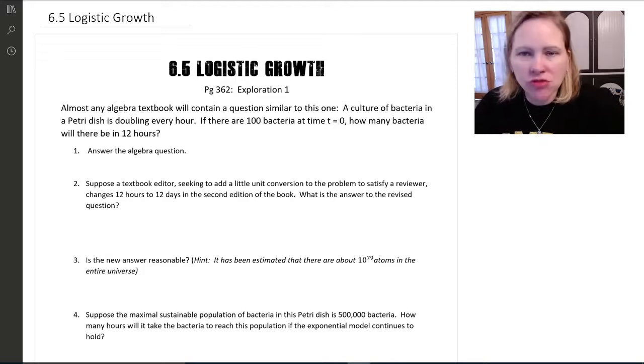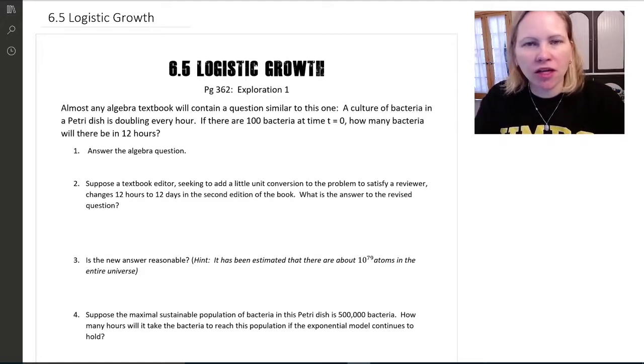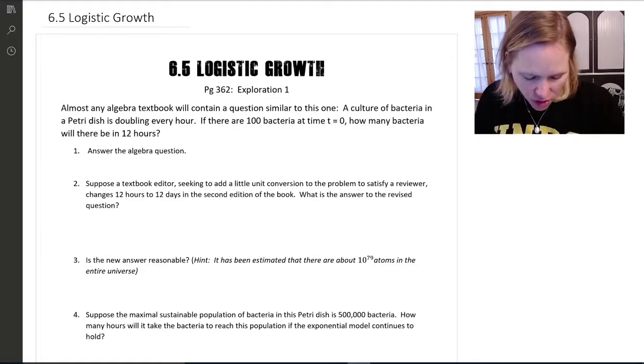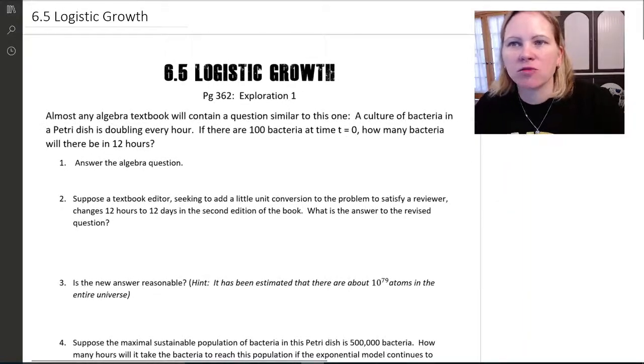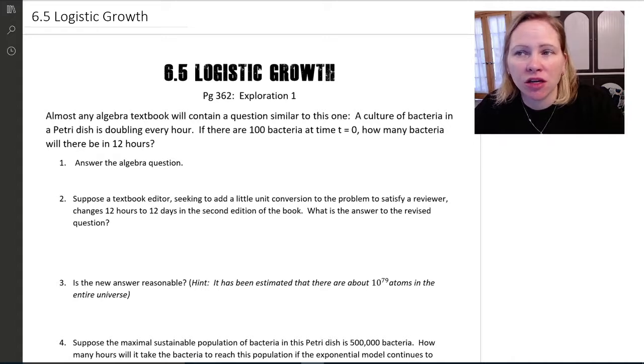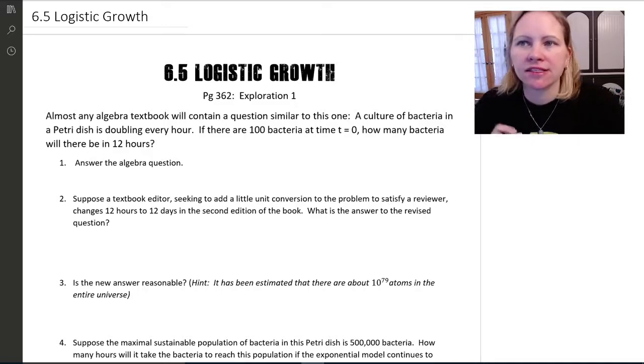And so to introduce us to this concept, let's take a look at a typical algebra problem. This might be something you come across in an algebra class when you're exploring exponential growth. And so we have this story. It says almost any algebra textbook will contain a question similar to this one. A culture of bacteria in a petri dish is doubling every hour. If there are 100 bacteria cells to start at time 0, how many bacteria will there be in 12 hours?